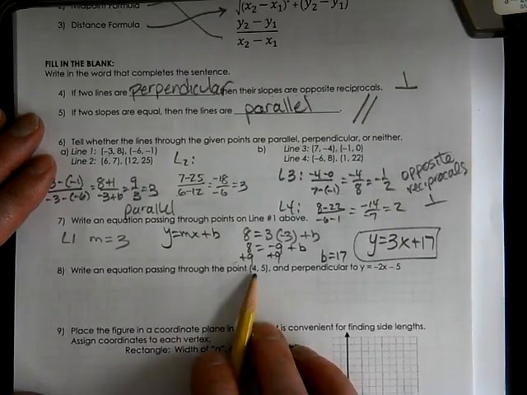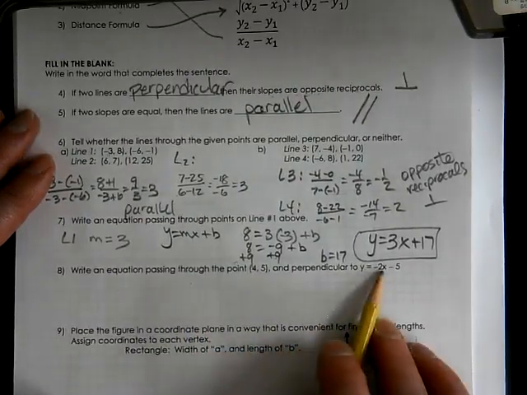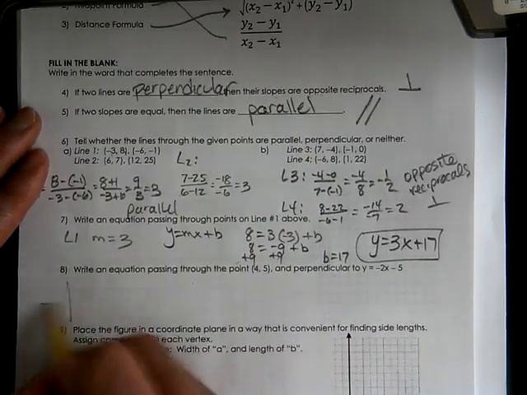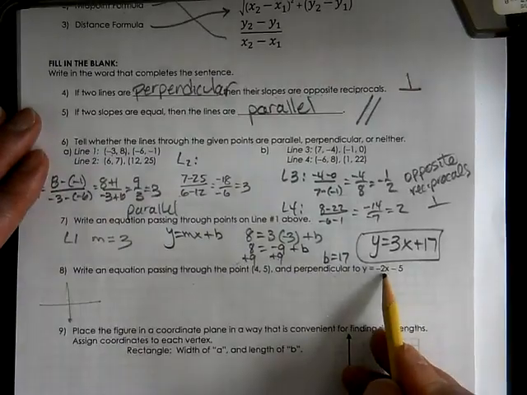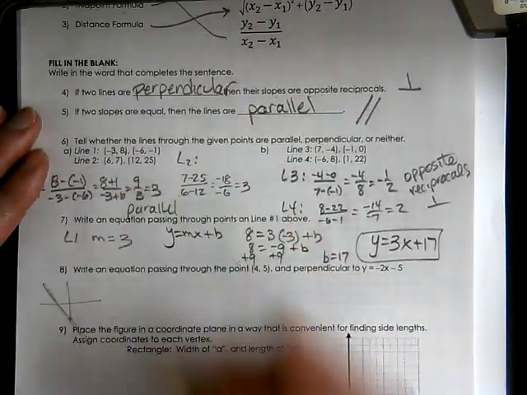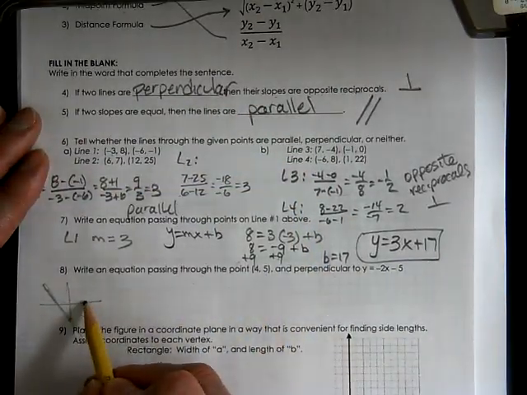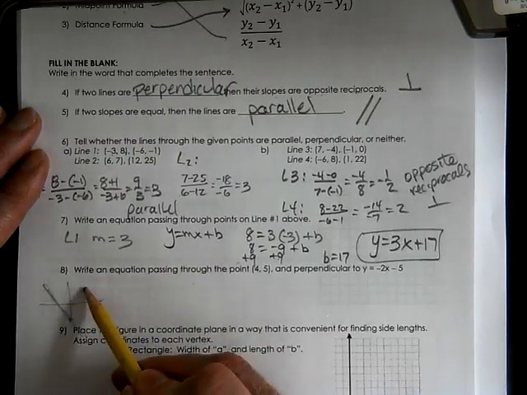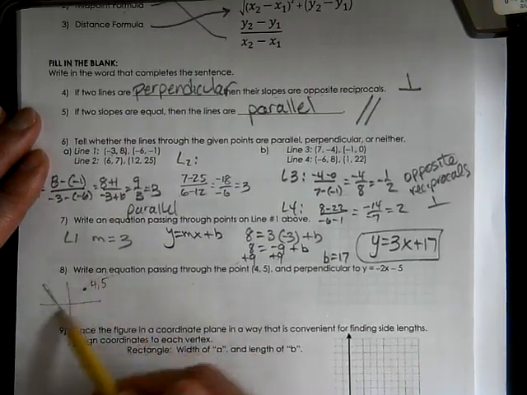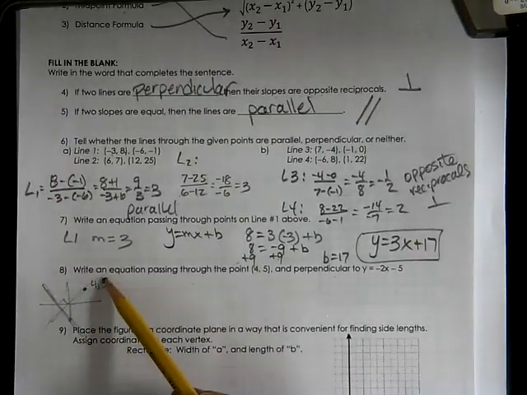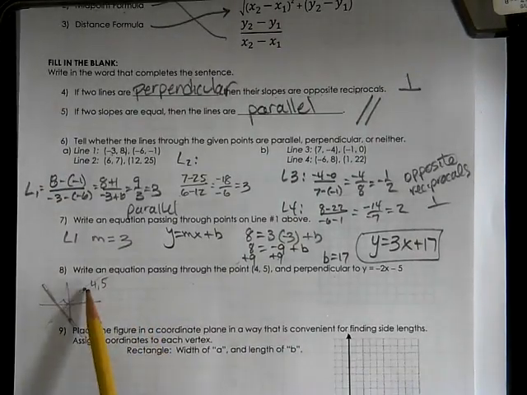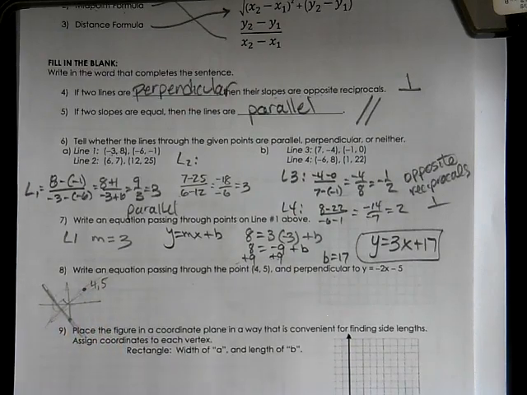Write an equation that goes through this point and is perpendicular to a given line. Let's make a bit of a sketch of this. We have a line that crosses at negative 5, has a negative 2 slope, and it should be perpendicular going through this point at 4, 5. Needs to be perpendicular, so I'm looking for a positive slope. I'm looking for a y-intercept that might be somewhere in the center of our graph.